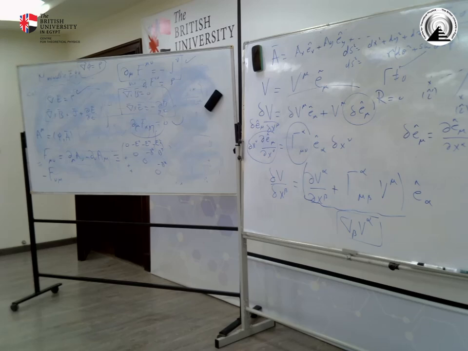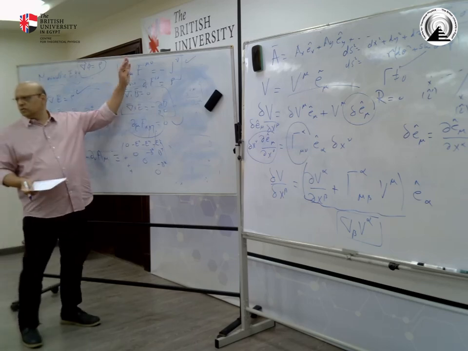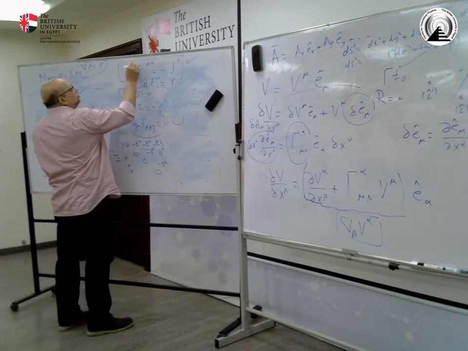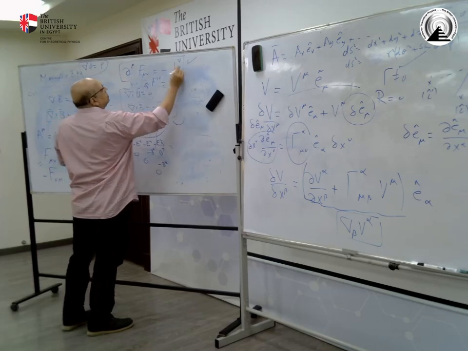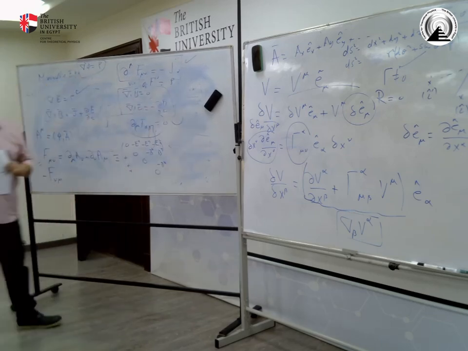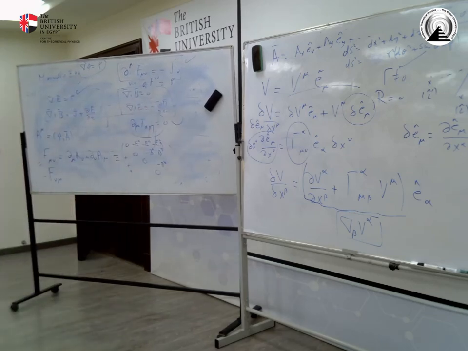Why do you write the field strength tensor in contravariant form? It doesn't matter. You can write it whichever way. I can put it here, and it doesn't matter. It's just simpler for me to express it.